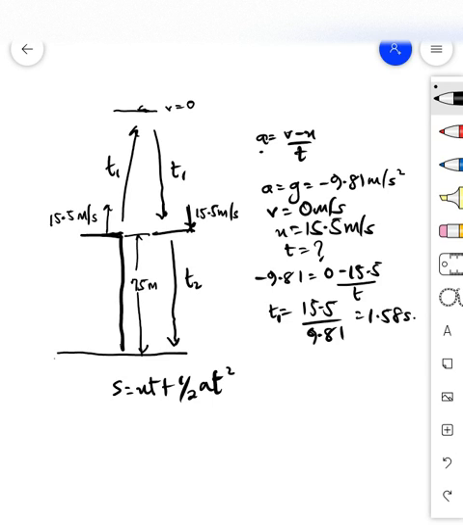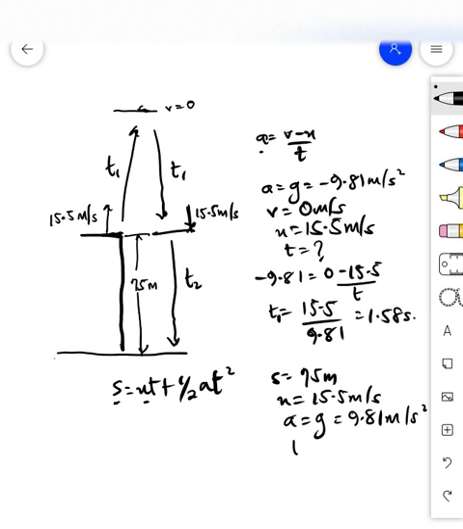We use this formula: S equals ut plus half at squared, where S is the distance, U is the initial velocity, which is 15.5 in this case, T is the time we're looking for, and A is the acceleration due to gravity. I'm going to write our parameters here. S equals 75 meters. U is the initial velocity, which is 15.5 meters per second. A equals g equals 9.81 meters per second squared. And T is what we're looking for.